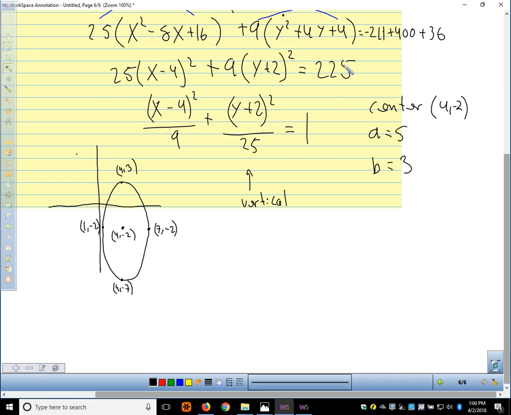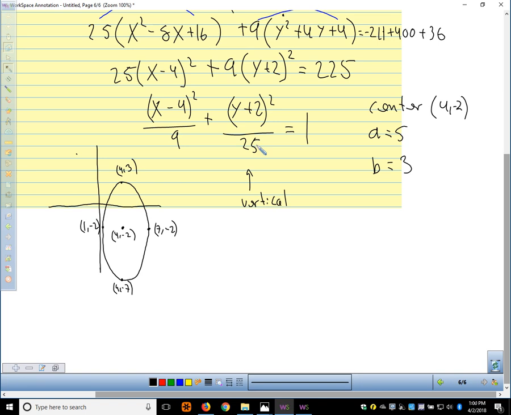So since I wanted a 1 here, I divided everything by 225. Oh, I see. So I divided both sides by 225. That gave me a 1 there. 25 divided by 225 is 1/9, and 9 divided by 225 is 1/25. Okay, thank you.